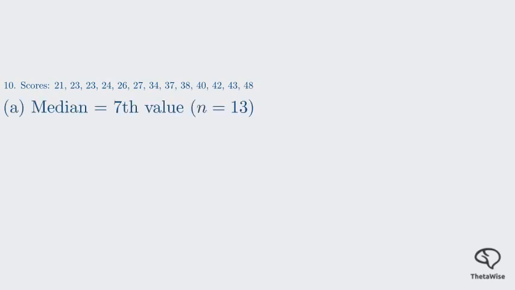For question 10, the data is already in order. There are 13 scores. Part A asks for the median. The median is the middle value, which is the 7th score. The 7th score is 34.